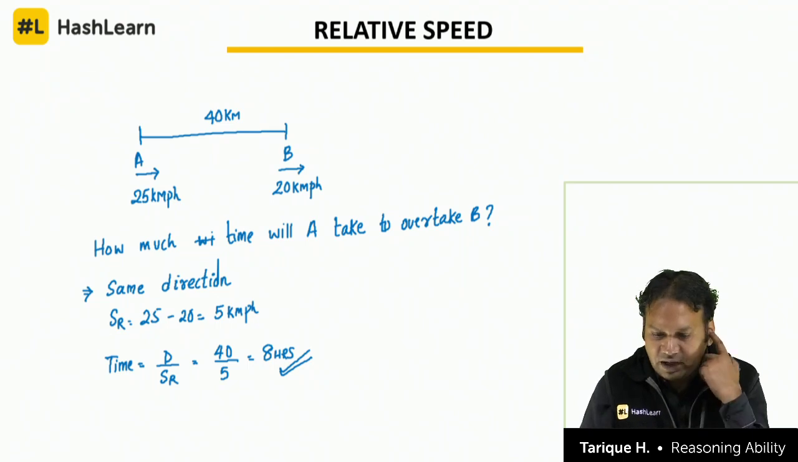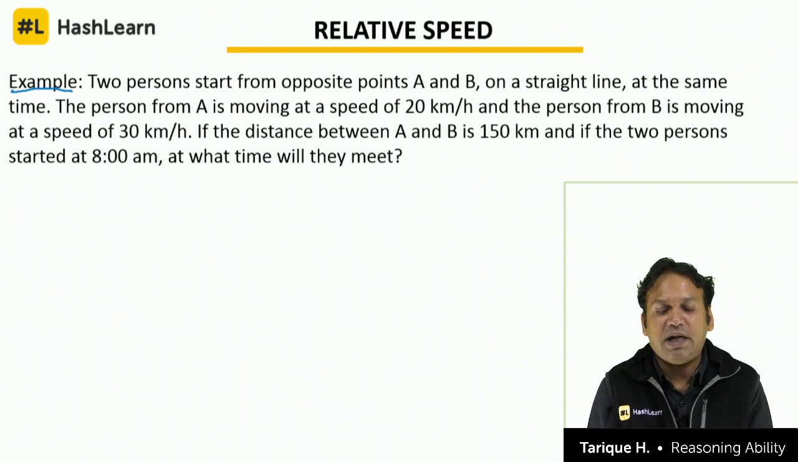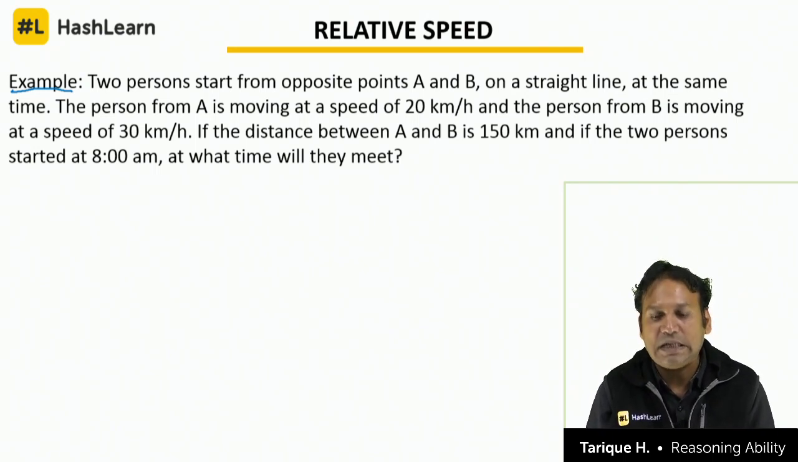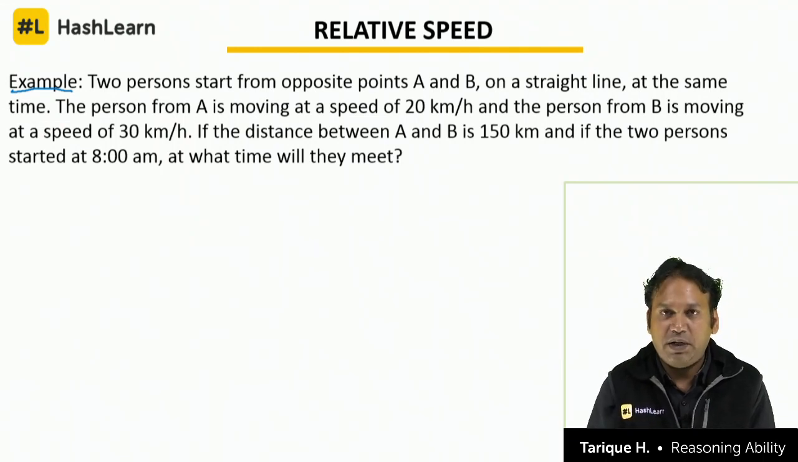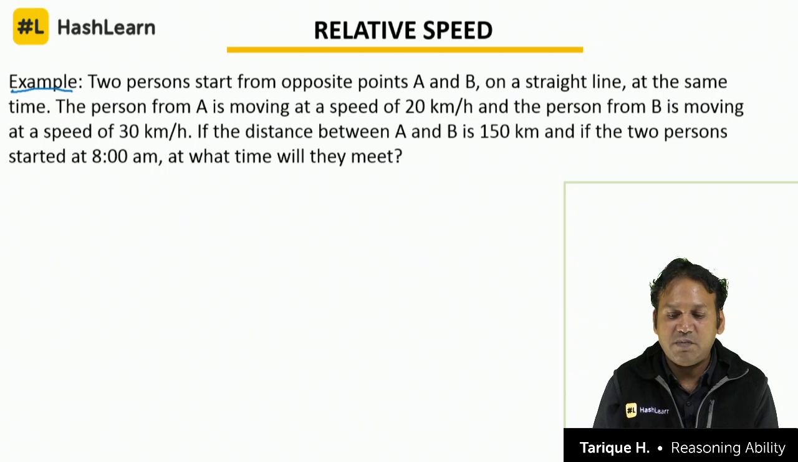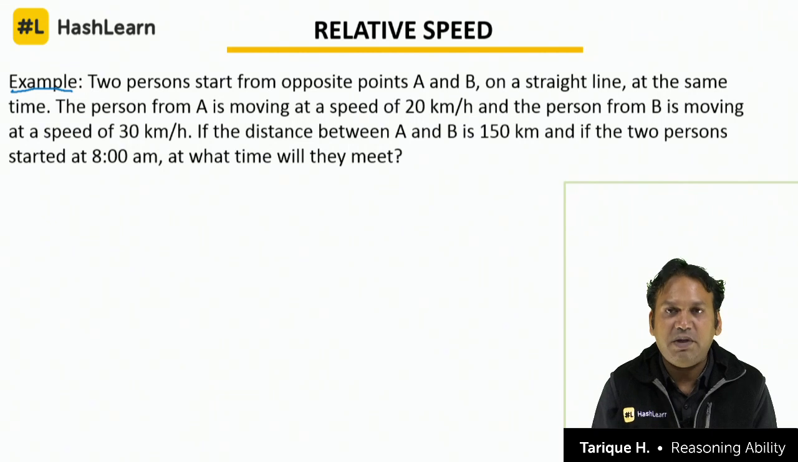Now how will questions be framed from this topic? Let us take this example. Two persons start from opposite points A and B on a straight line at the same time. The person from A is moving at a speed of 20 kilometers per hour and the person from B is moving at a speed of 30 kilometers per hour. If the distance between A and B is 150 kilometers, and if the two persons start at 8 am, at what time will they meet?